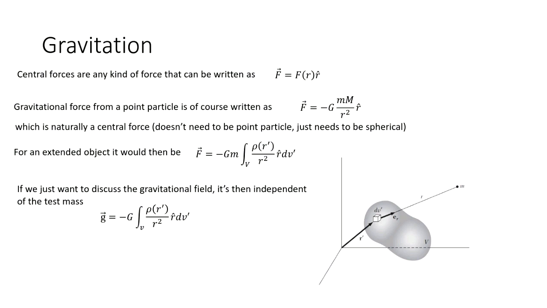If we want to make this independent of the test mass, or independent of whoever is measuring this field, we just talk about the gravitational field. We call it little g, and that's negative G times the integral of the density over r squared, r hat, over the volume. It's just the force per test mass.